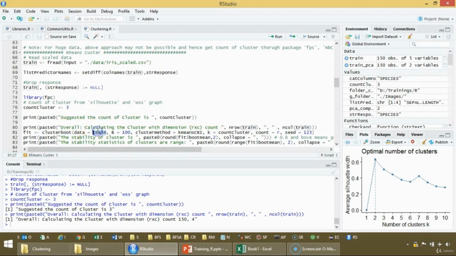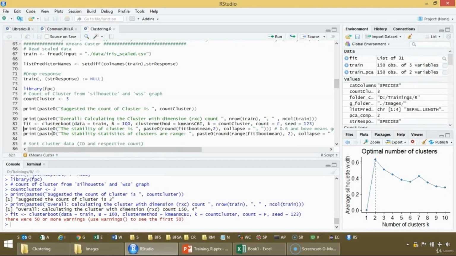So it is taking the data that is there in the train. B100 means it will do 100 iterations. We are saying KMeans, okay, and the number of clusters which we are providing. Count false, basically don't keep on printing it. Seed 1 2 3 just to make sure that our results are reproducible and yours and mine are the same. So I am running line 81. It has done it, and that's fine.